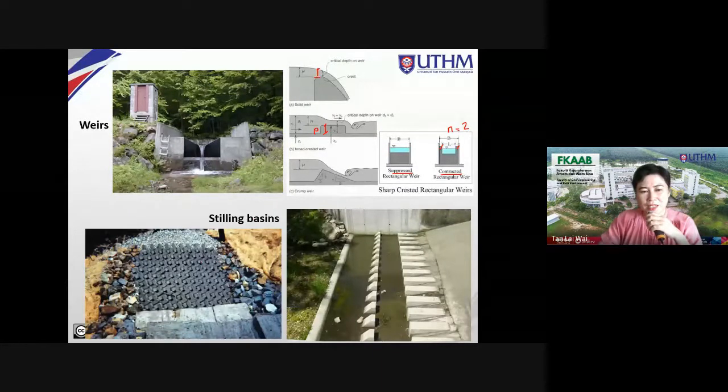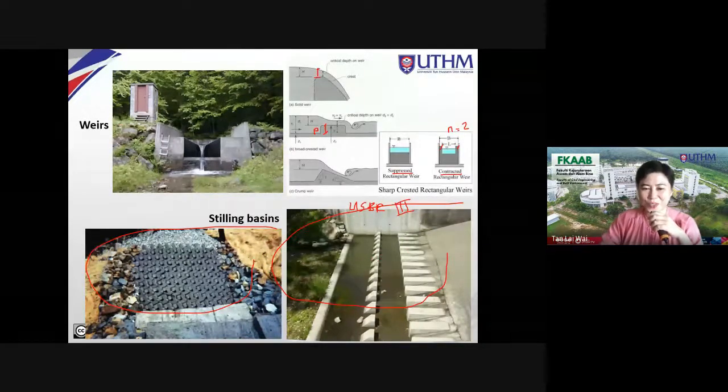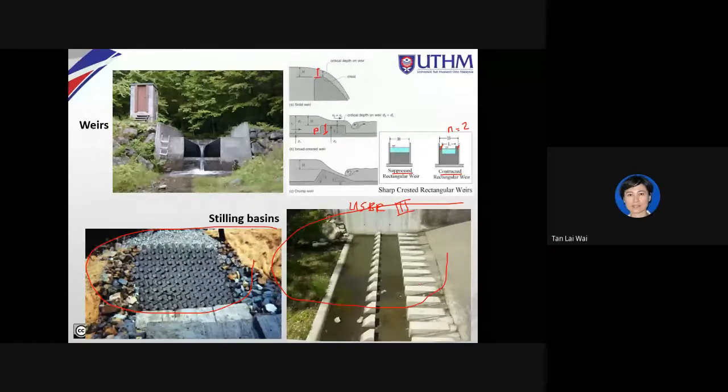Then you have stilling basin. There are different types of stilling basin. This is one type. This is another type. Now, this type is known as USBR type 3. USBR stilling basin type 3 has chute blocks, baffle blocks, and also an end sill. This is what we are going to design: the height, the width, the spacing, and the distance, how far you are going to place them from each other. This is what you would know how to do, the calculation at the end of this topic.